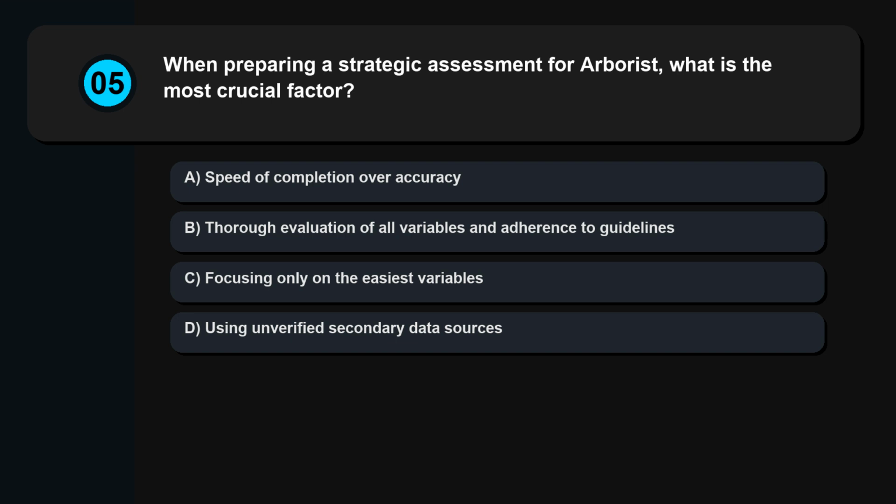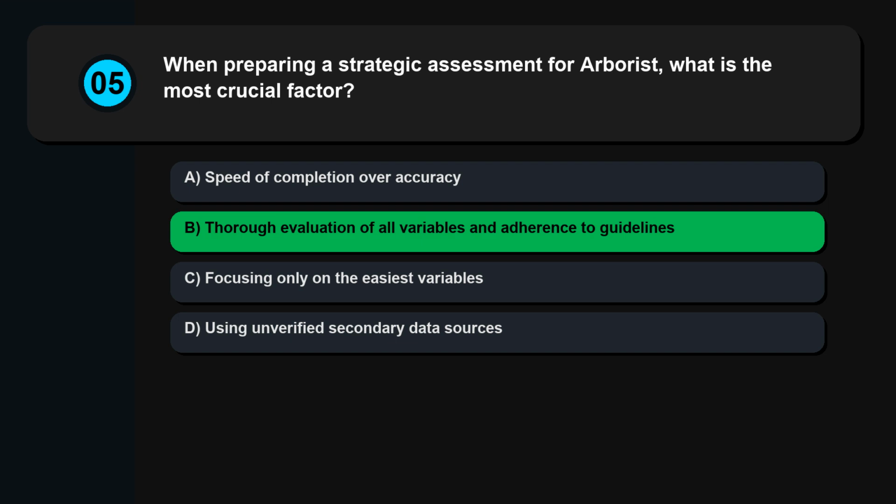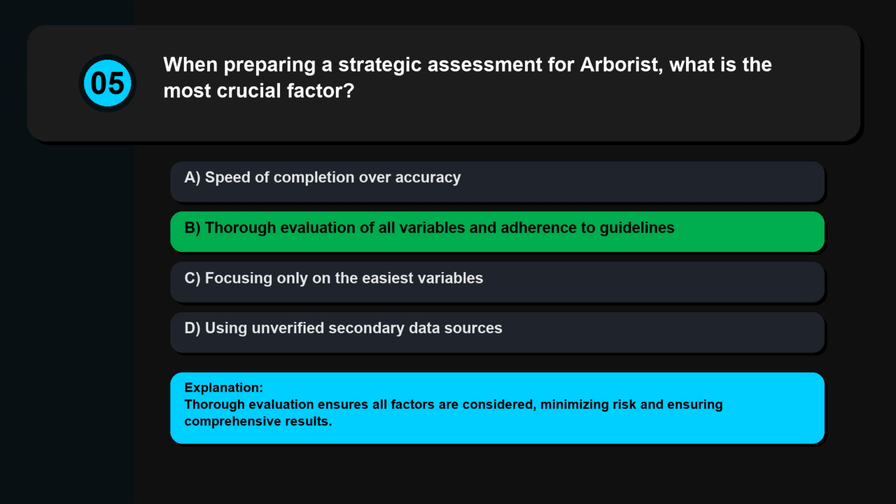Question 5. When preparing a strategic assessment for arborist, what is the most crucial factor? Speed of completion over accuracy, thorough evaluation of all variables and adherence to guidelines, focusing only on the easiest variables, using unverified secondary data sources. Thorough evaluation ensures all factors are considered, minimizing risk and ensuring comprehensive results.